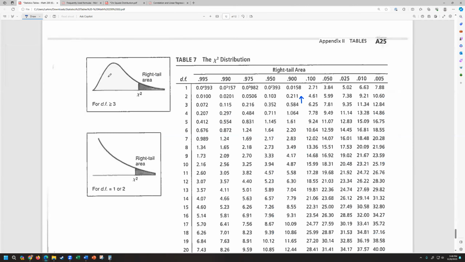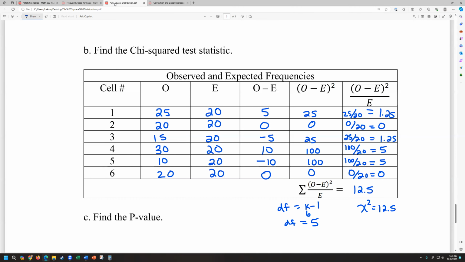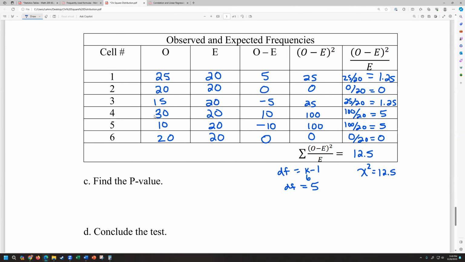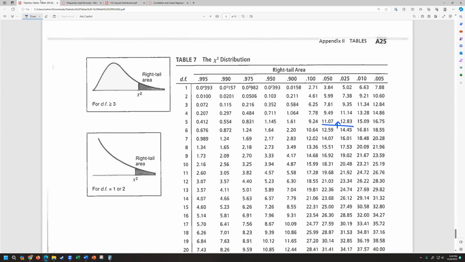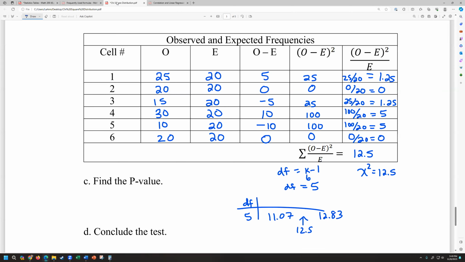So we'll go to our table. So degrees of freedom, we're looking at 5 this time. And our test statistic was 12.5, which is going to fall right here between those two. So I'm going to bring that over to my paper. We have our degrees of freedom. It is for row 5. We got an 11.07 to a 12.83, and that's where 12.5 fell. And the probabilities associated with that, if we look up here, are 2.5% and 5%.